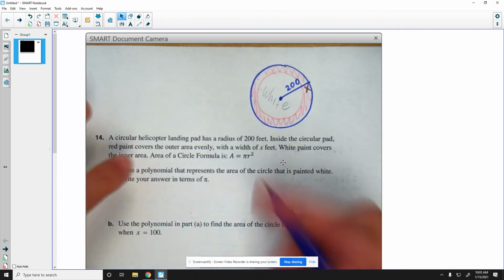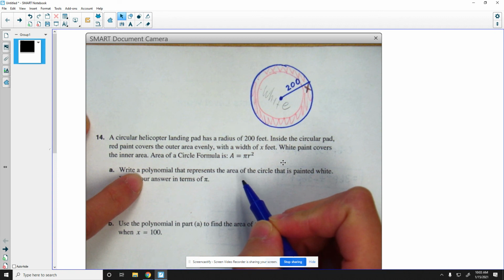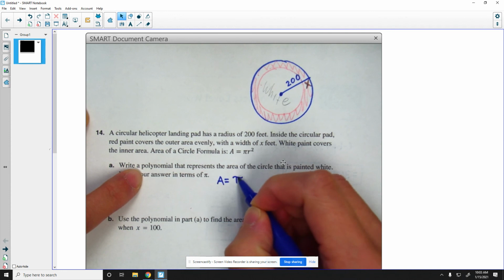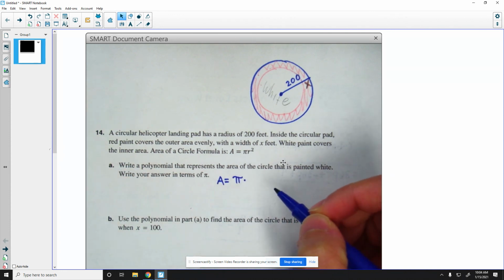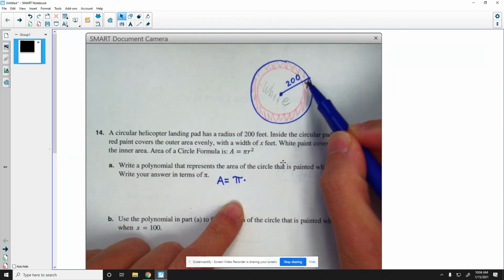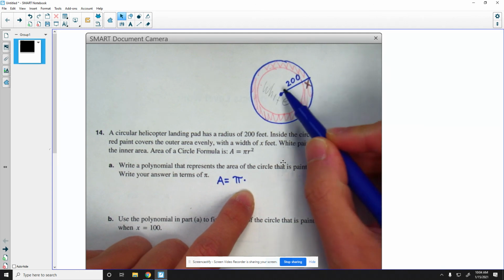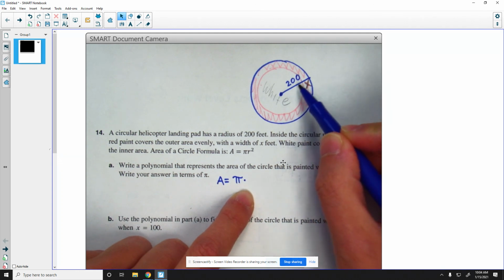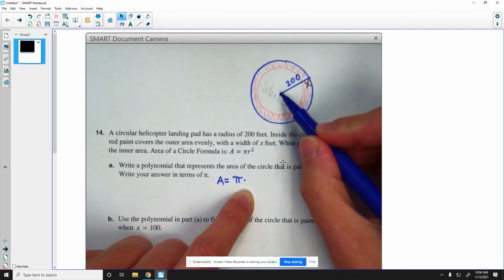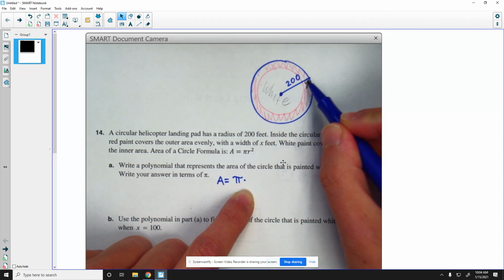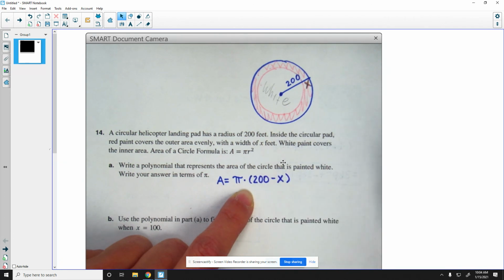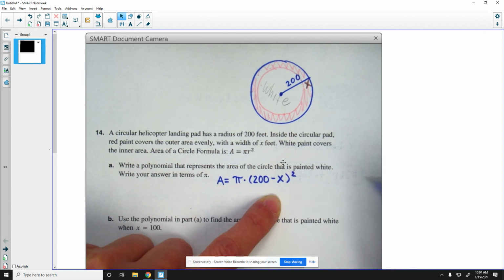Okay, so area of a circle, isn't that pi r squared? So area is pi times r. The white area is not 200 and it's not x. Does anyone know what the white radius is just from here to here? Vaughn? Yeah, like if the whole thing is 200 and just that little part is x, wouldn't the white area just be 200 minus x? So 200 minus x. Okay, so that's pi r squared.